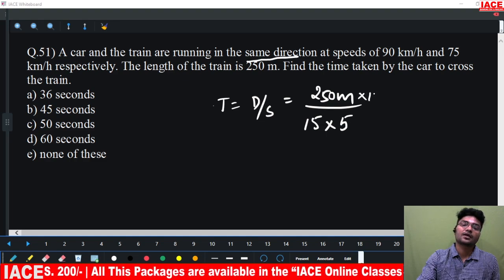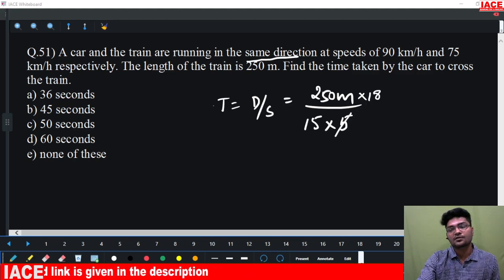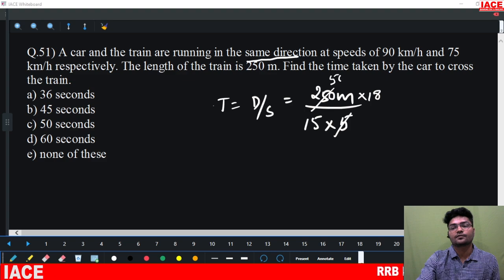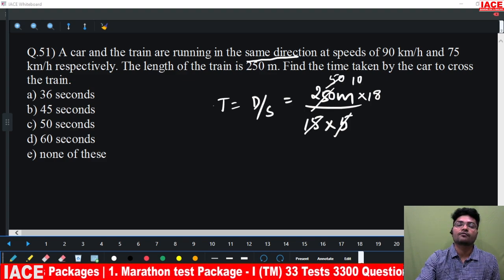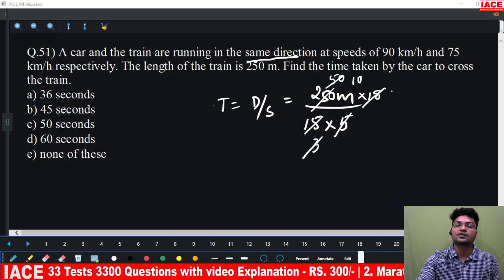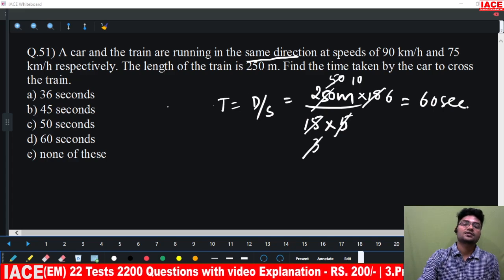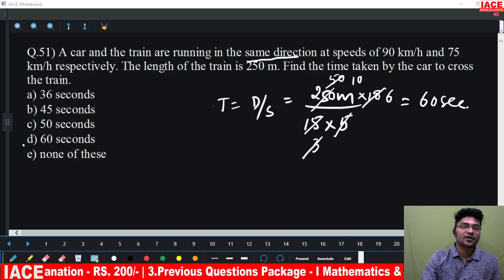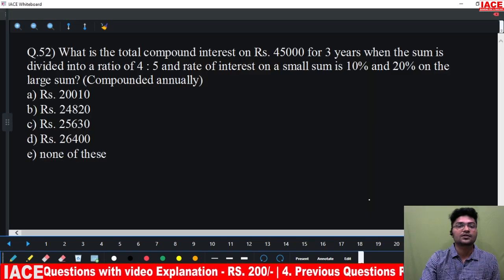So this becomes 18. Next, 5 ones are 5, 5 tens are 50. Next, 5 threes are 15, 3 ones are 3, 3 sixes are 18. 10 into 6, how much is it? 60 seconds. 60 seconds means the correct answer will be option D. Option D is our correct answer.